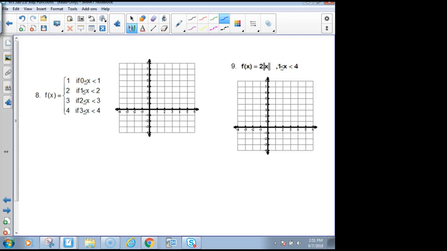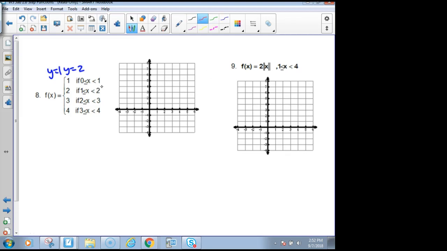We're going to graph this situation now. It says it's a 4-piecer. All of these mean basically y equals 1, y equals 2, y equals 3, y equals 4. So it's going to have some steps. It says that y is 1 when x is between 0 and 1, but not including 1.